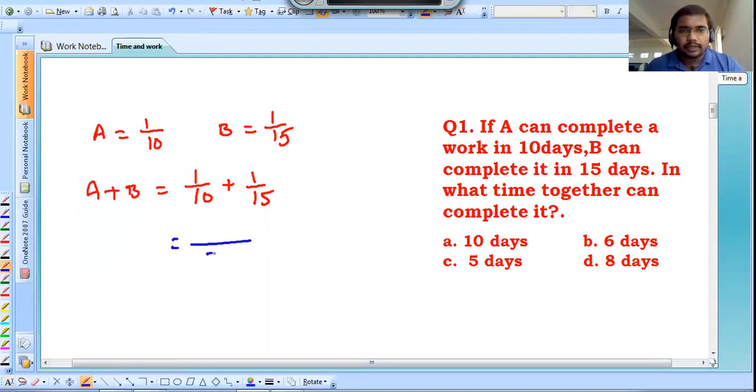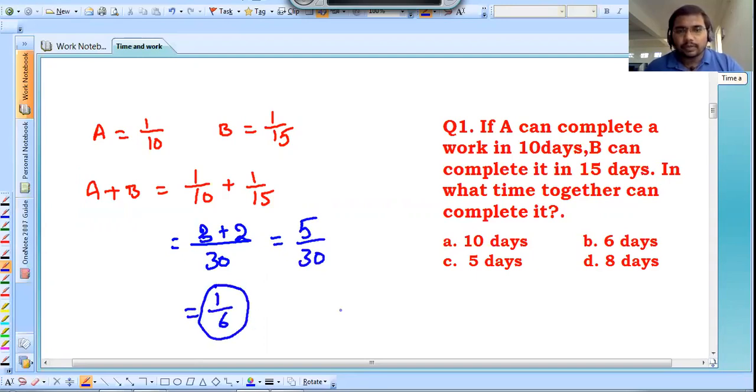The LCM value is equal to 30. 3 times, 2 times. That is 5 by 30, so 1 by 6 is the answer. That means 1 day work of A and B is equal to 1 by 6. That means they will complete the work in how many days? 6 days. So the answer is 6 days.